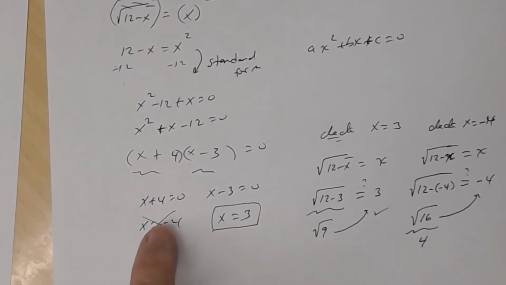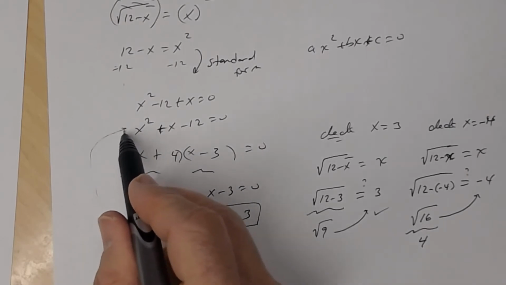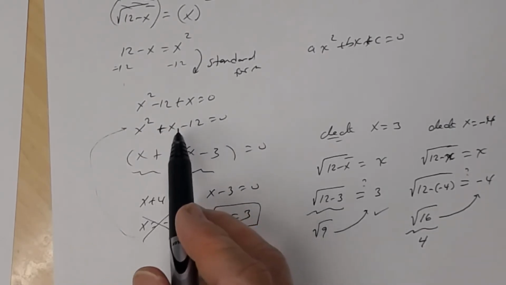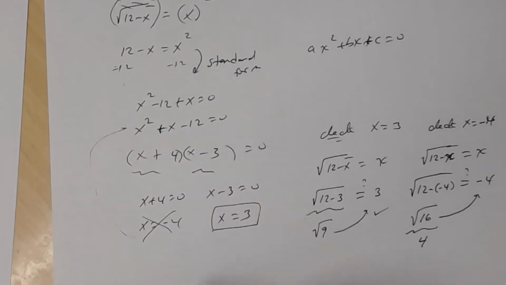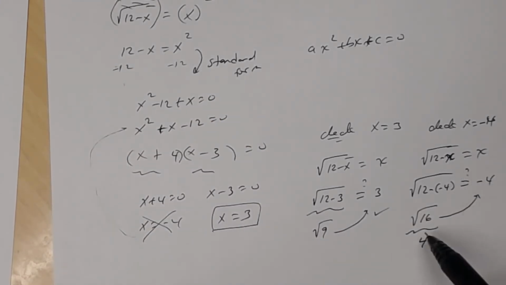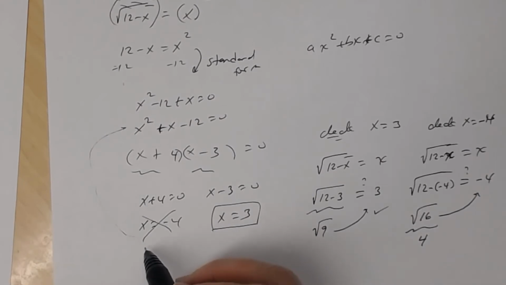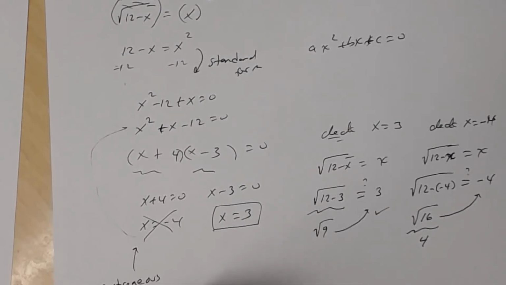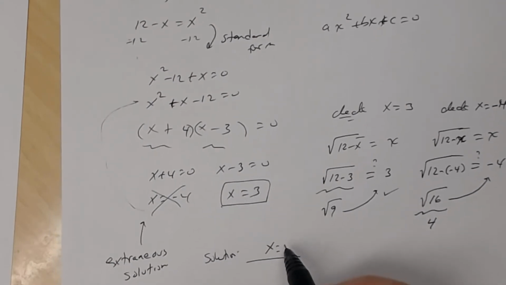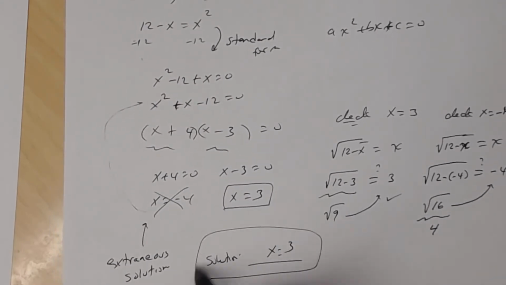So remember, negative 4 is a solution to this quadratic. So it is a solution to this, but it's not a solution to the original, because when we check it, the left side does not equal the right side. So remember the idea of the extraneous solution. Negative 4 would be called an extraneous solution or extraneous root. So in the blank where they have the word solution, you would say x equals 3. That's the only solution. Okay.